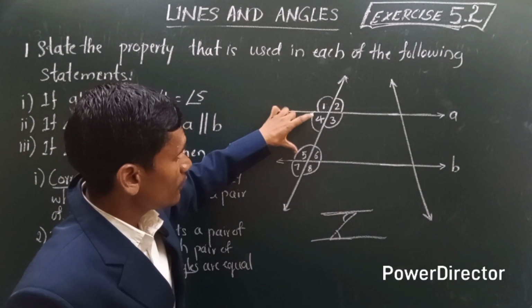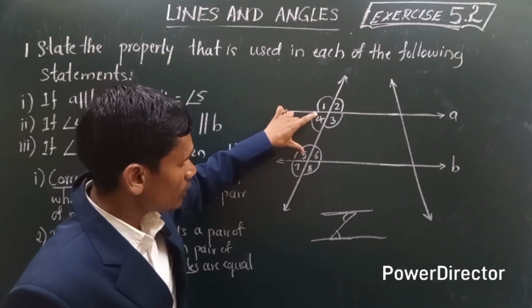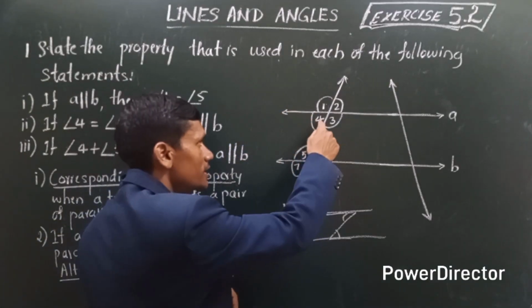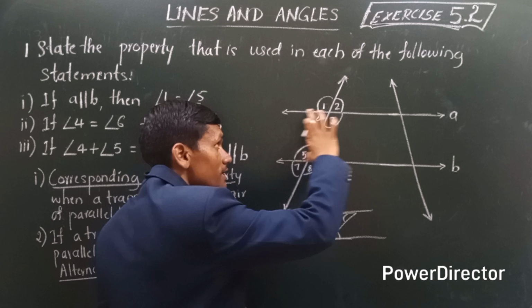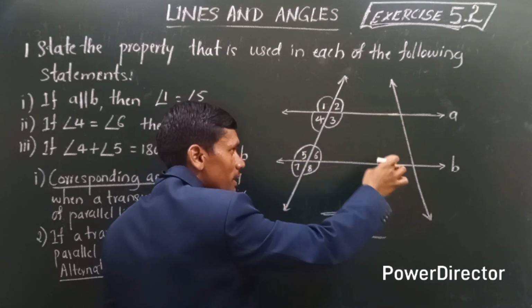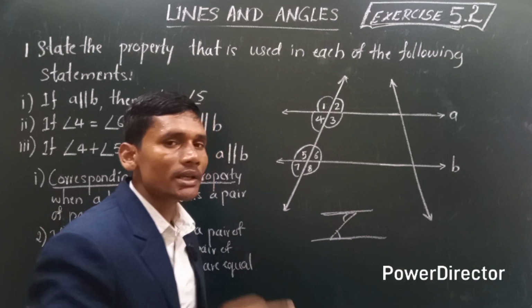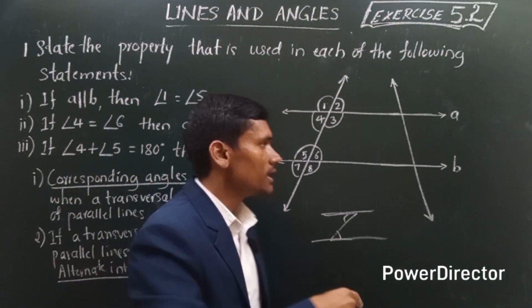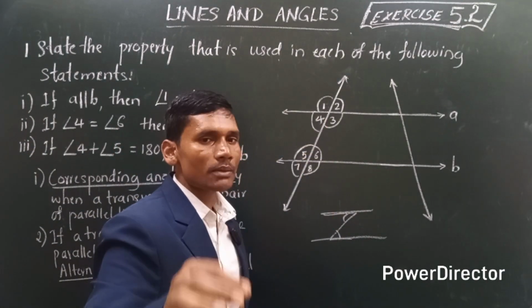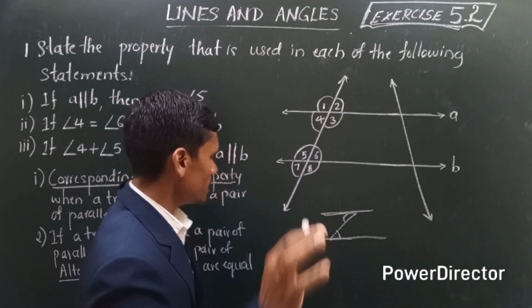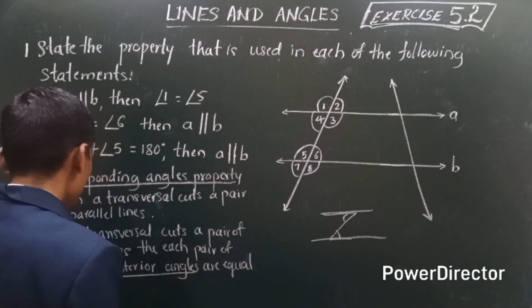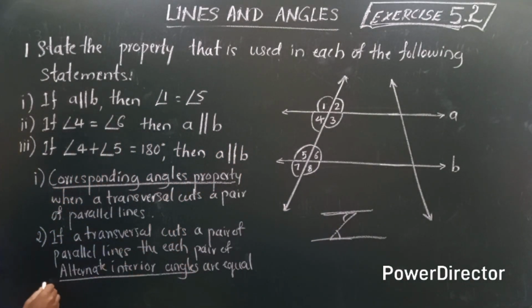Means if you take the sum of angle 4 and angle 5, if you add these two angles, when A is parallel to B, then if you add these interior angles on the same side of the transversal, their sum is equal to 180 degrees. Means the sum of these angles is supplementary. Remember, right? Means 180 degrees it becomes. So what we can say is, angles on the same side of the transversal are supplementary. That is the property.